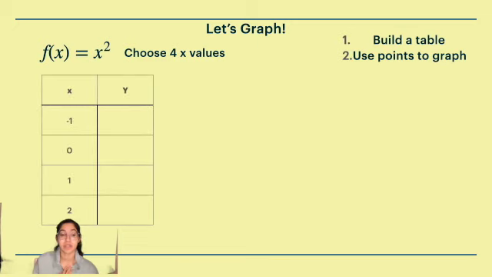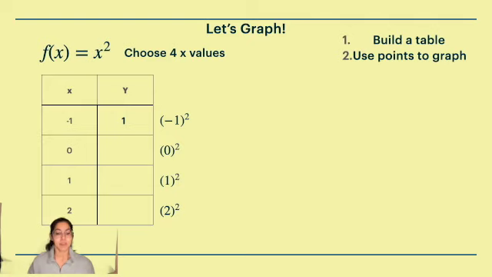So I chose -1, 0, 1, and 2. I'm gonna plug those in for the x value, and then just solve it and get the y value. So I'm going to put (-1)^2. Notice that the -1 is in parentheses. (0), (1), (2) in parentheses. So I square all those, I get 1, 0, 1, 4.